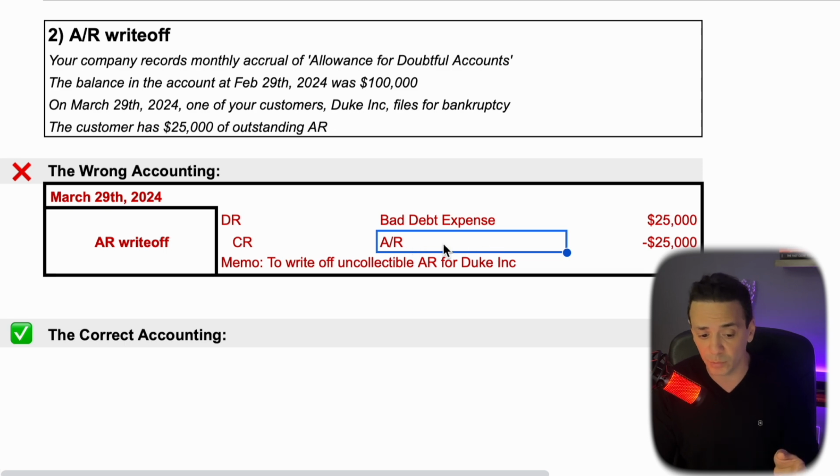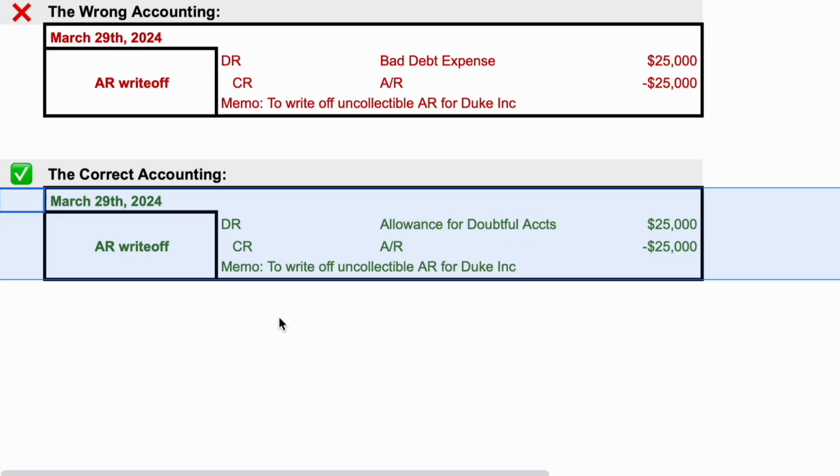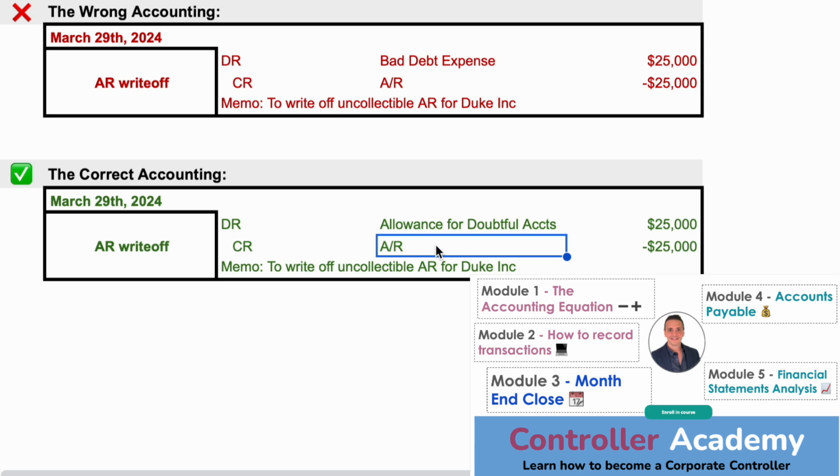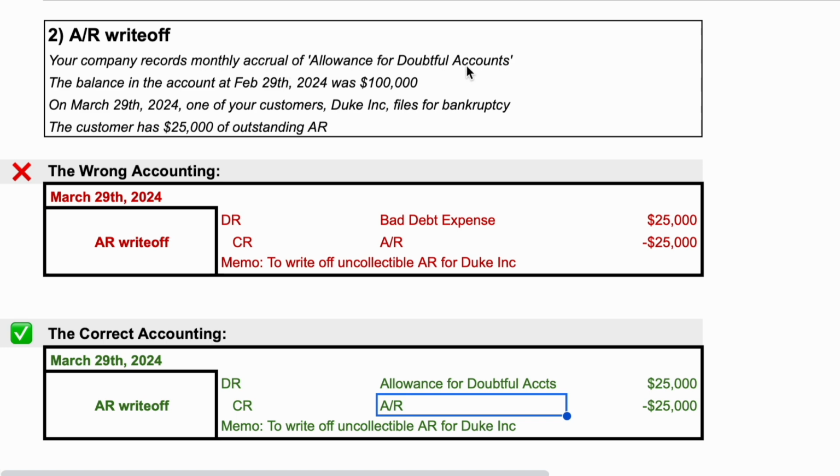While the write-off to AR is correct, the debit to bad debt expense is incorrect. The right way to do this would be a debit to allowance for doubtful accounts and a credit to AR to write off the outstanding invoices. The reason for that is that this company records a monthly accrual for allowance for doubtful accounts. So here is what that would look like.